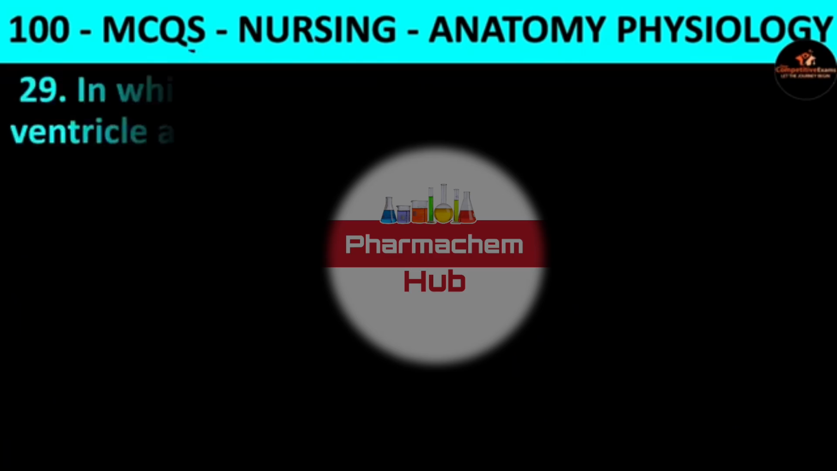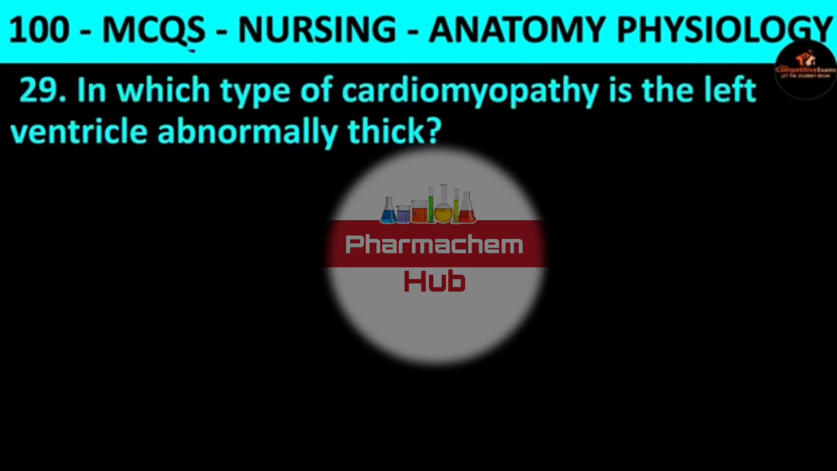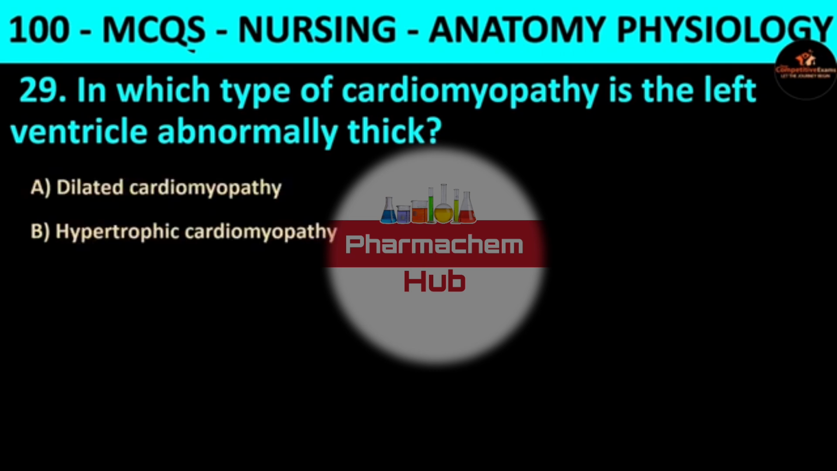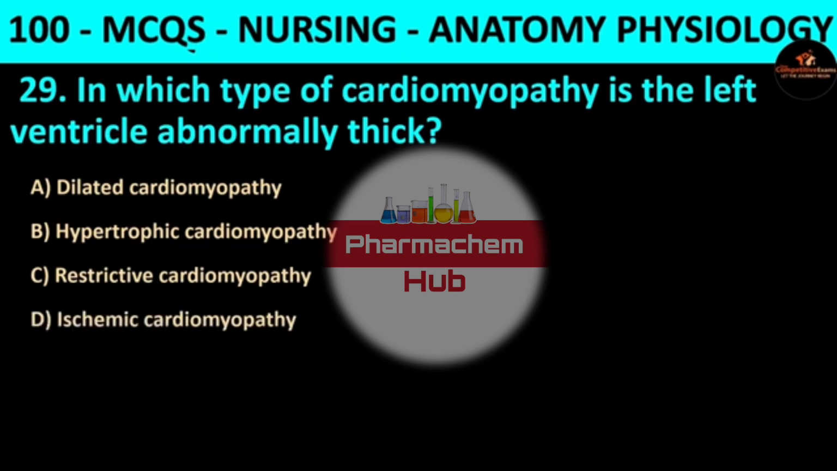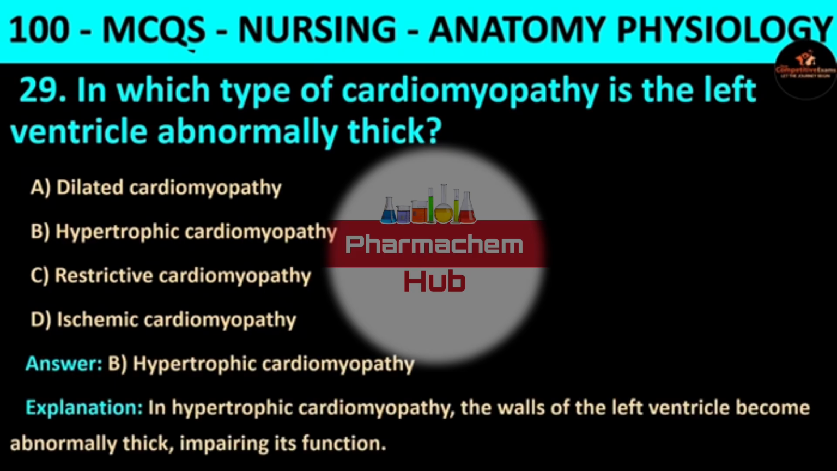Question number 29. In which type of cardiomyopathy is the left ventricle abnormally thick? Your options are dilated cardiomyopathy, hypertrophic cardiomyopathy, restrictive cardiomyopathy, or ischemic cardiomyopathy. The correct answer is B, that is hypertrophic cardiomyopathy. In hypertrophic cardiomyopathy, the walls of the left ventricle are abnormally thick, impairing its function.